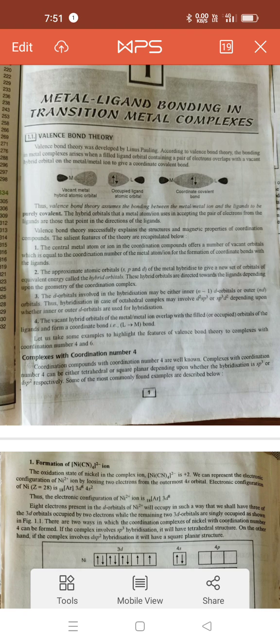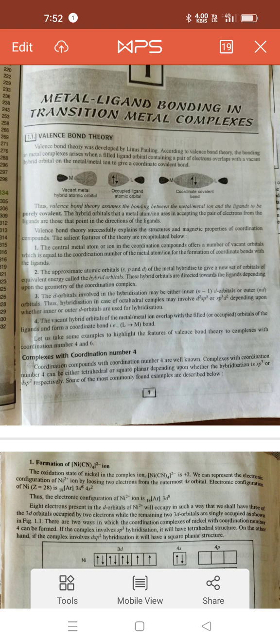Third, the d orbitals involved in the hybridization may be either inner, like (n-1)d orbitals, or outer, like nd orbitals. Thus, hybridization in the case of octahedral complexes may involve d2sp3 or sp3d2. Fourth, the vacant hybrid orbitals of the metal or metal ion overlap with the filled orbitals of the ligands and form a coordinate bond, the L to M bond.